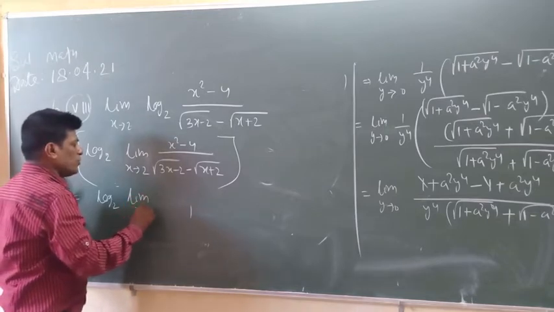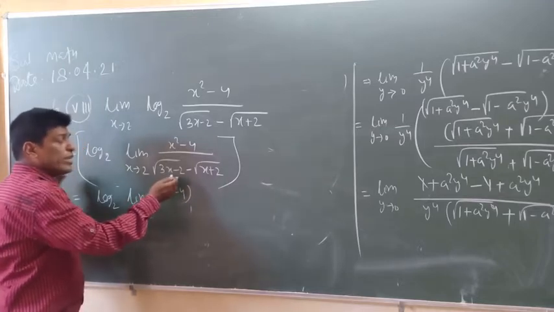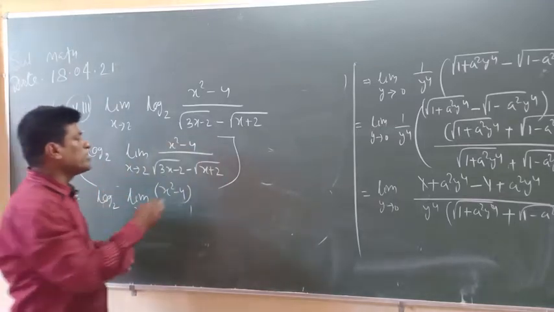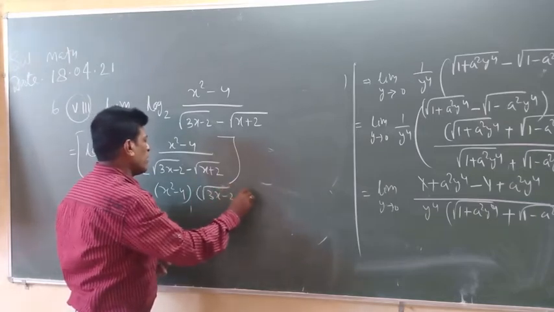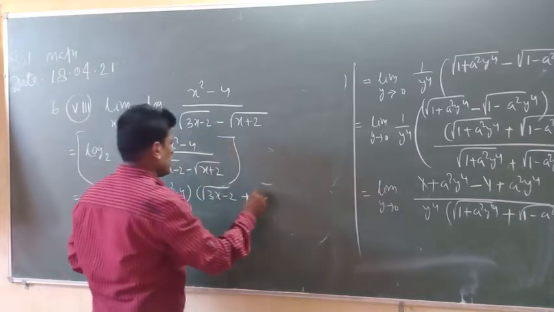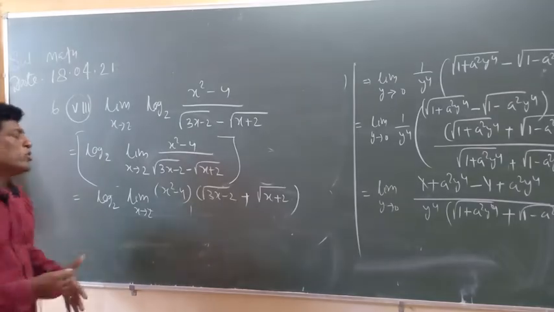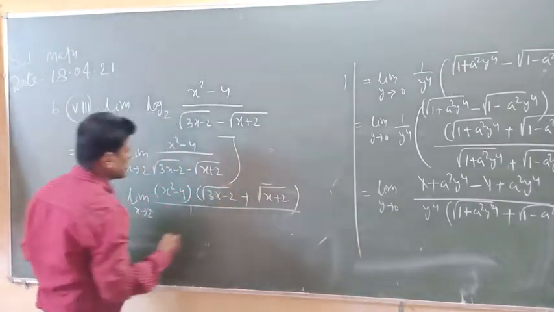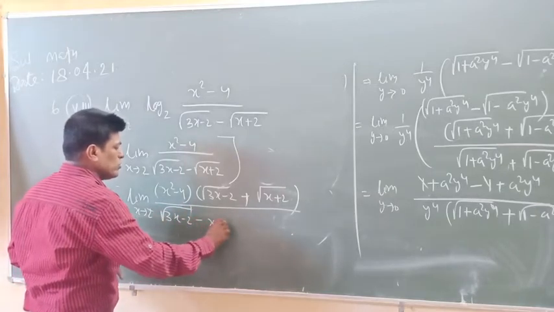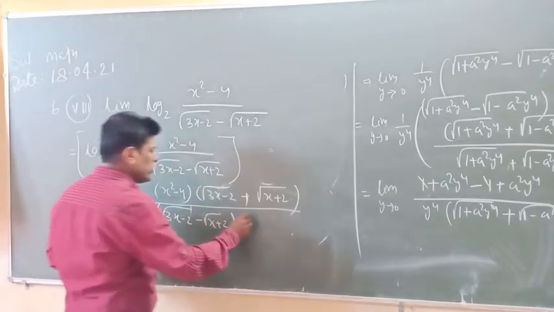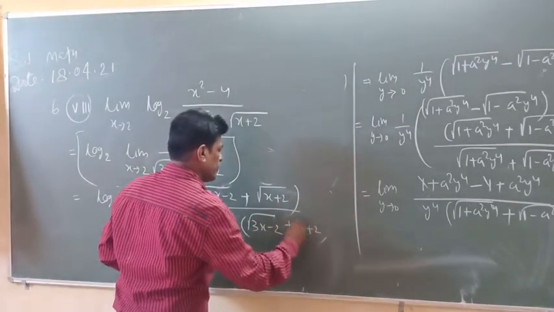Limit x tends to 2, x square minus 4. The conjugate of the denominator is plus: because here is minus, the conjugate is plus, root of 3x minus 2 plus root of x plus 2, which is multiplied in both numerator and denominator, because the root is in the denominator side. Root of 3x minus 2 minus root of x plus 2 whole into root of 3x minus 2 plus root of x plus 2.